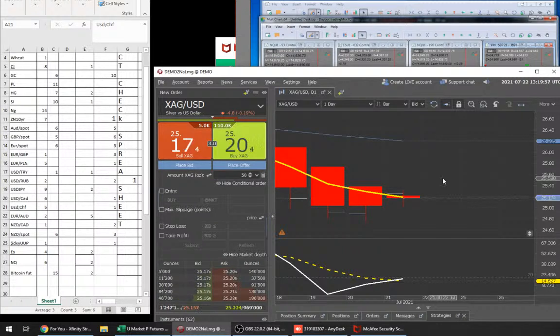NASDAQ was only up 9, now it's up 12. And the S&P 500, which was down about 1 3/4 or 2, is up a quarter now. It's actually plus. So, you know, they get in there and they do their thing.